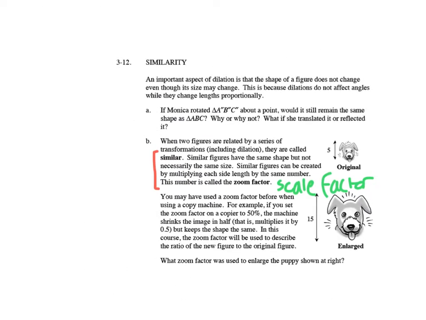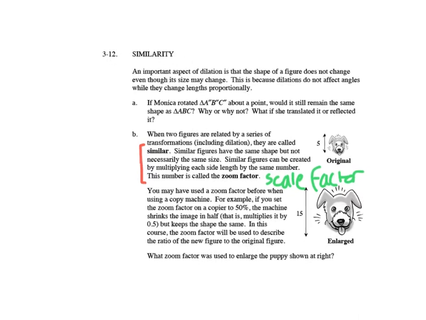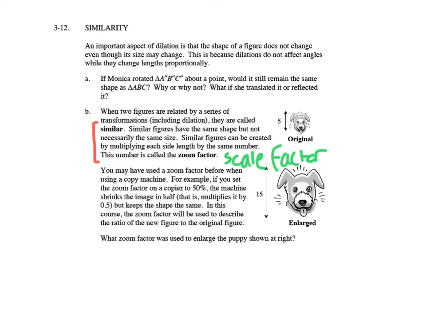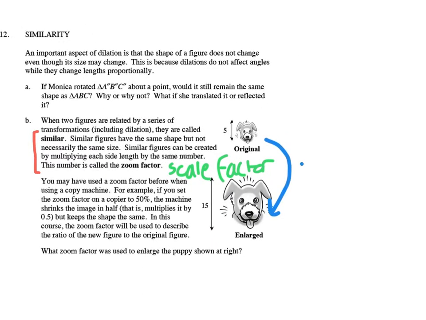Nonetheless, two figures are similar when they have the same shape but different size, and all of the side lengths are going to be multiplied by the same amount. In this example it says right here, what is the zoom factor used to enlarge the puppy shown at the right? Well, as I go from the original to the enlarged, clearly I can see that I am multiplying by 3. So I would say that the zoom factor for this particular picture would be 3.